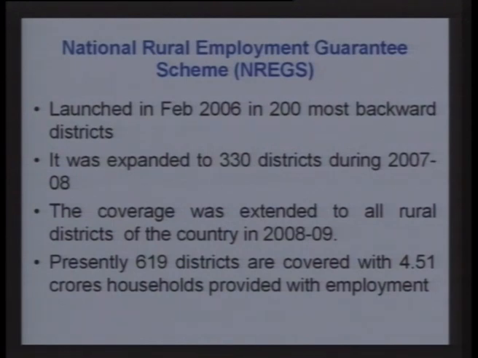Coming to the National Rural Employment Guarantee Scheme, it was launched in the year 2006, and it covered the 200 most backward districts in the country. It was expanded to 330 districts during 2007-08, and the coverage was extended to all rural districts of the country in 2008-09. So finally all the districts in the country were brought under this program. Presently 619 districts are covered, with 4.51 crore households provided with employment under this scheme.